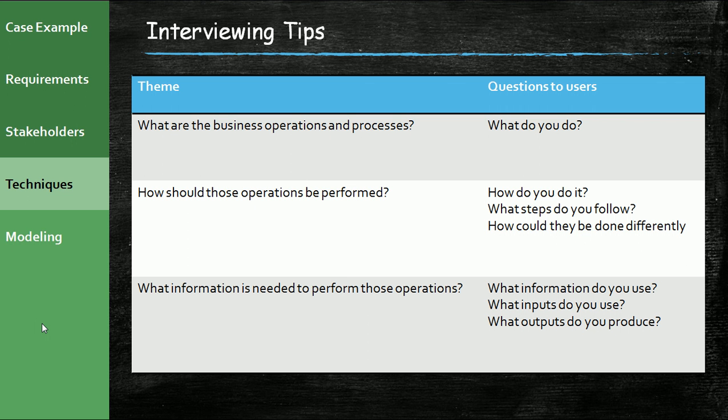What information is needed to perform those operations? So what information do you use? What inputs do you use? What outputs do you produce? And again, this might be showing you examples. So, a lot of times you interview an operational user, they'll say, okay, here's what I do right now. I take this form, I fill out these fields, and then I file it over here, and then so-and-so picks it up, and they complete this section of the form, and so forth and so on. So you're kind of seeing those artifacts in action.